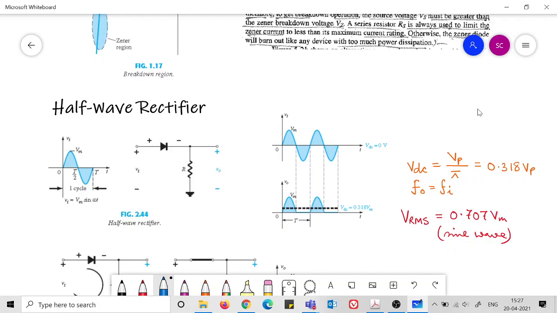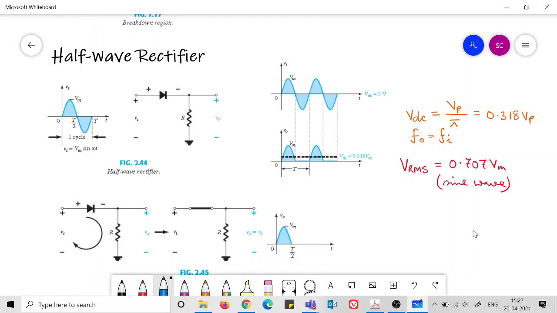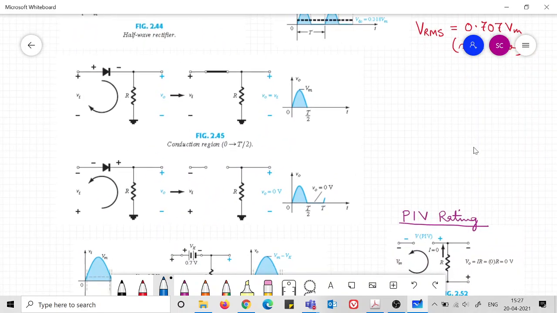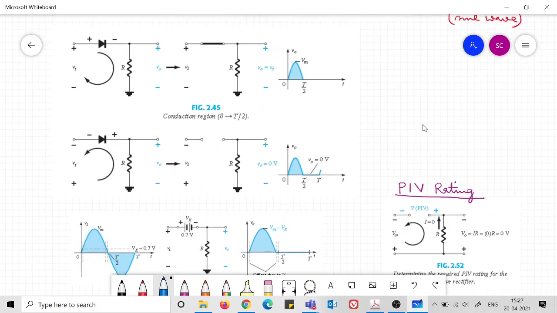So from that you can know the Vm or Vp, and from that you would be able to calculate the output VDC. So these relationships are important to be kept at your fingertips, so that you will be able to solve any numerical related to the half wave rectifier as well as the full wave rectifier, which we are going to learn in a bit.